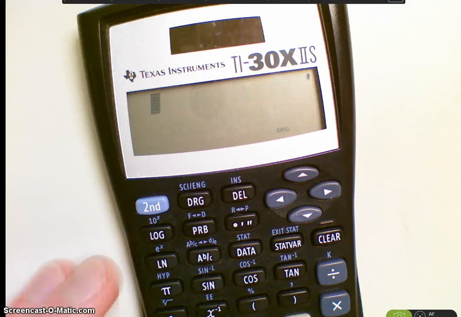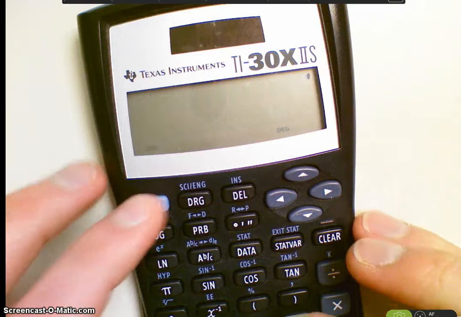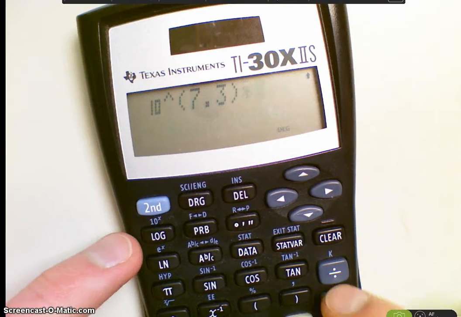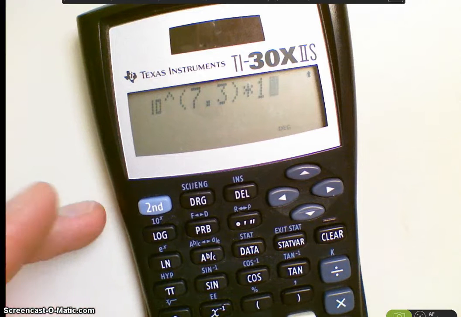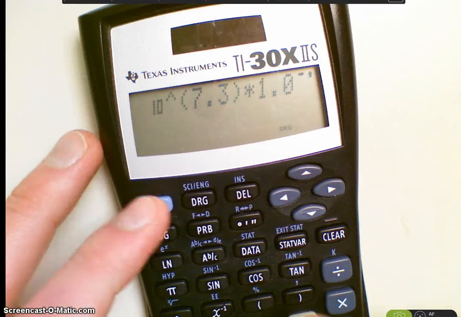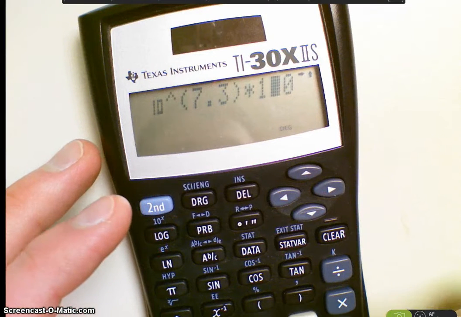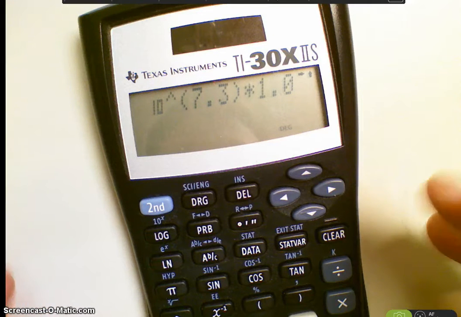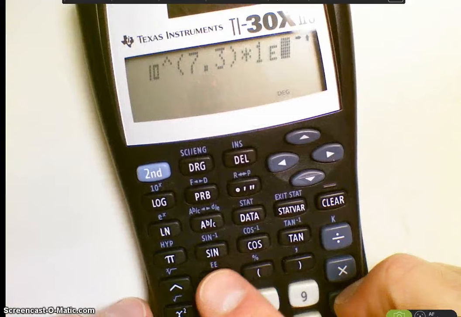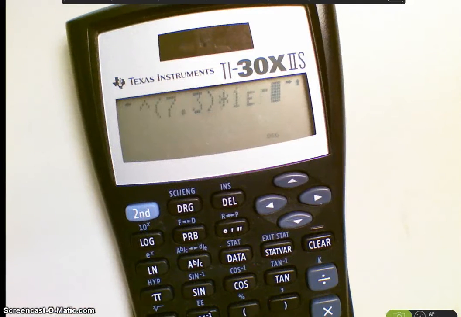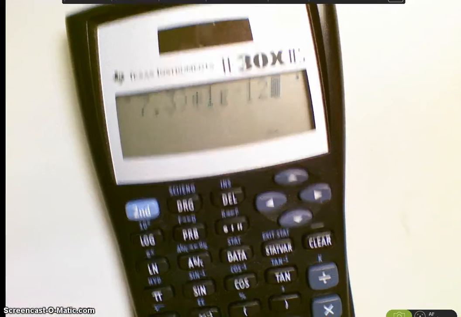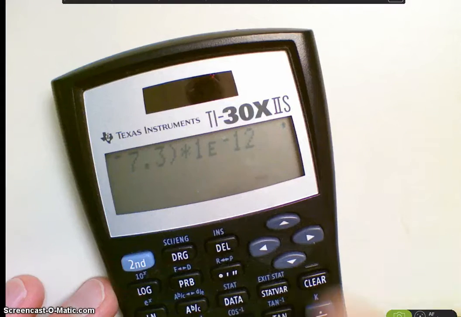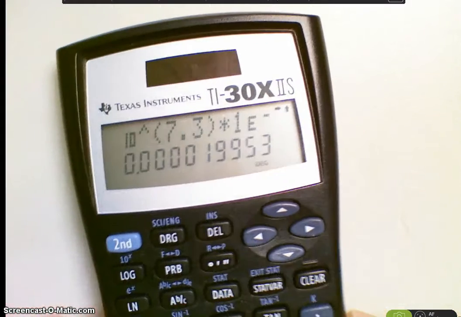So in this case, all I have to do is hit my 10 to the x key and type in 7.3. So there's 10 to the 7.3, and I'm going to multiply by 1, and then you could put 0.00, but not required. And then E, which on this calculator is, boy, there it is. So my EE button is right there, so 1E to the negative 12. I have to make sure I hit my negative sign, or actually it's this button down here. It's not my minus, it's the negative 12. And when I hit enter, I get this number right here.